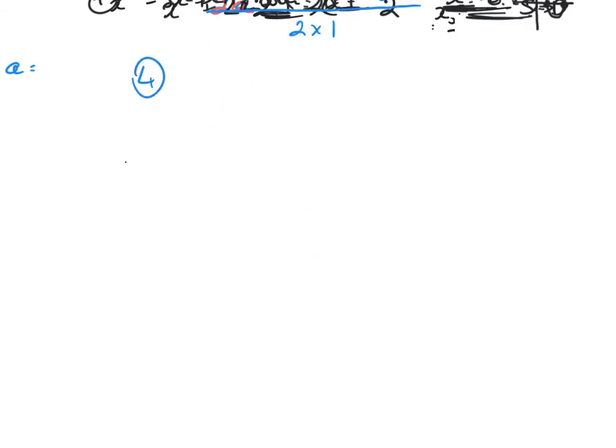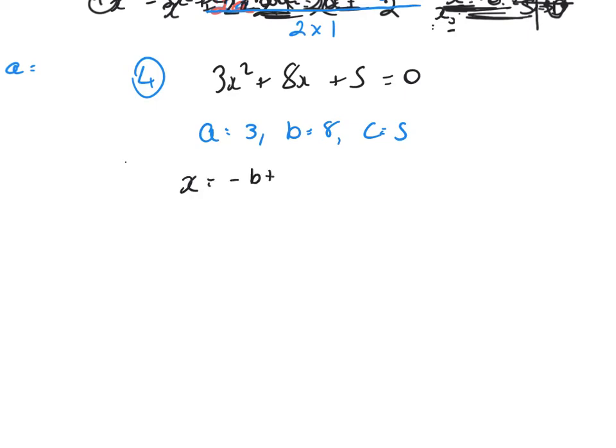Okay, and in example 4, we're going to solve 3x squared plus 8x plus 5 equals 0. Now for the first time we're looking at an equation which doesn't start with a 1x squared. So a equals 3, b equals 8, c equals 5. This stuff definitely lends itself to doing plenty of examples.